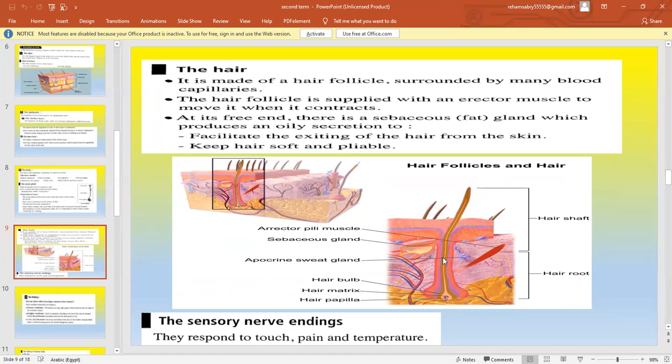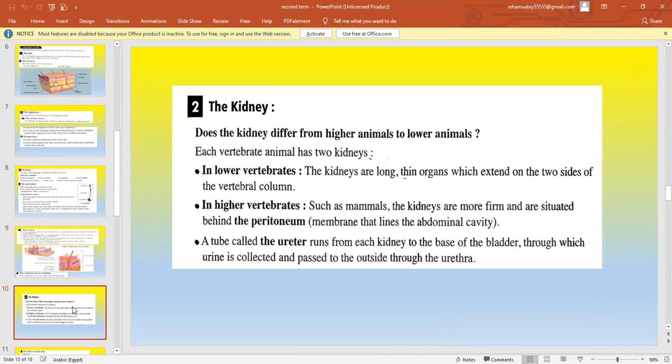Okay, number 3, the sensory nerve endings. The nerve endings inside the dermis, what is their importance? They respond to touch, pain and temperature. Any change in touch, any change in temperature, nerve endings give an alarm to the body. Any pain, any touch, we feel all of it because of the presence of nerve endings, which are already present in the dermis layer.